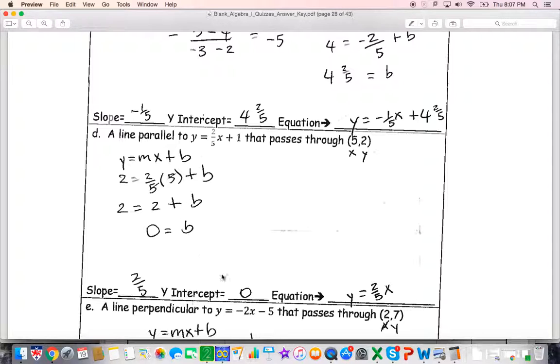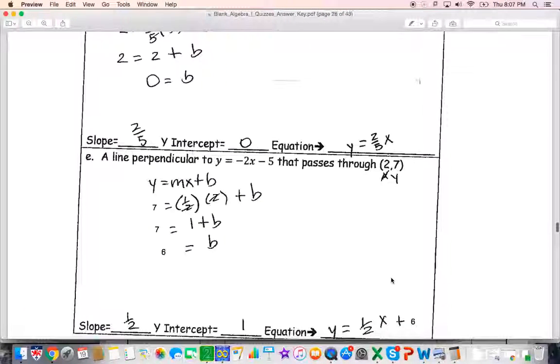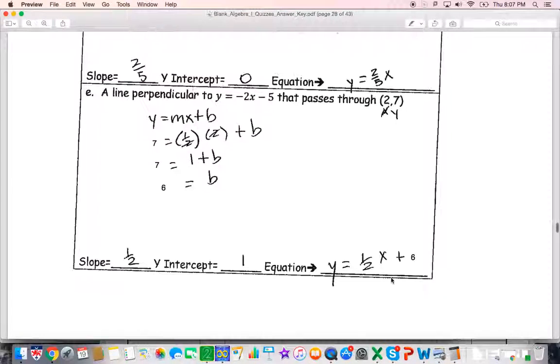So the y-intercept is 0, and we already knew that the slope was 2/5. And so our equation is y equals 2/5 x plus 0, which we don't have to write the 0. So we can just say our equation is y equals 2/5 x. All right, so similar, but slightly different.